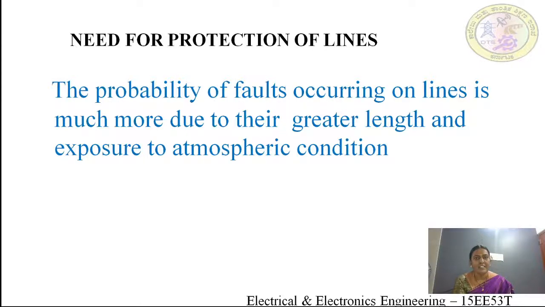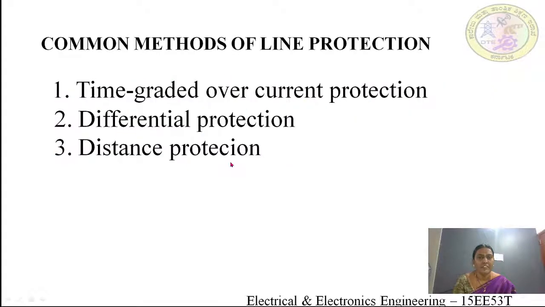Without a transmission line, we could not transfer power from one point to another point. Therefore, transmission lines are the heart of the power system. Therefore, we need to protect a transmission line from the possibility of faults. Next, what are the common methods of line protection? One is time graded overcurrent protection, another one is differential protection, and the third is distance protection.